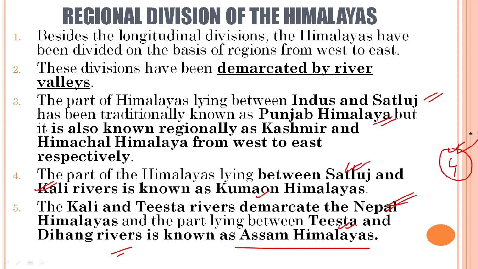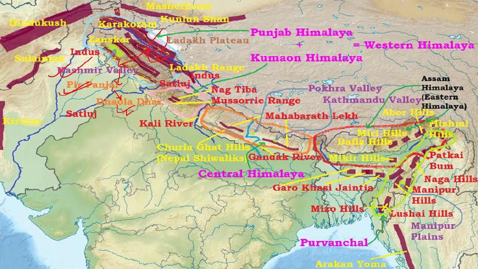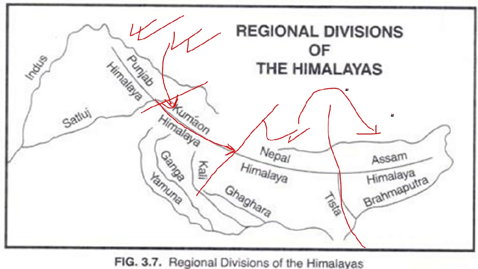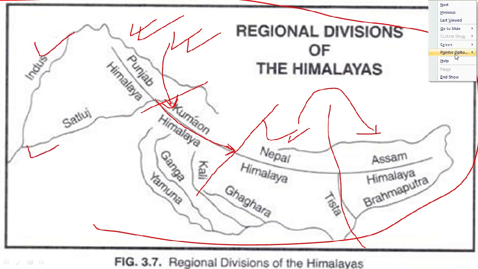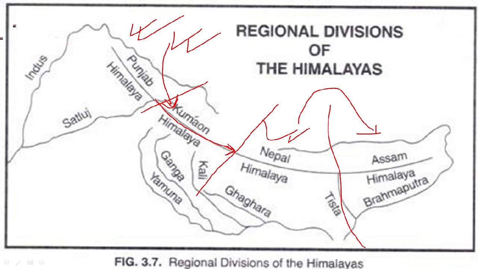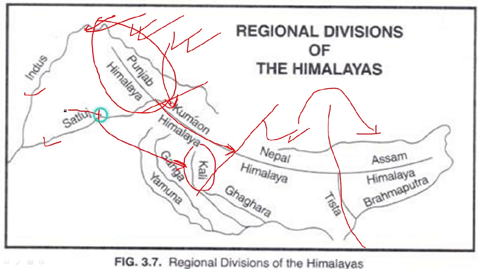Now there is a map also which is related to this concept. So this brings us to this map, and if you can see here, we can see the Indus and the Satluj river very clearly. We see the Indus and the Satluj river, and between these two river basins there is a valley, and these two river valleys demarcate the Punjab Himalaya. After that, we saw the Satluj and the Kali river. See, here is the Kali river and here is the Satluj.